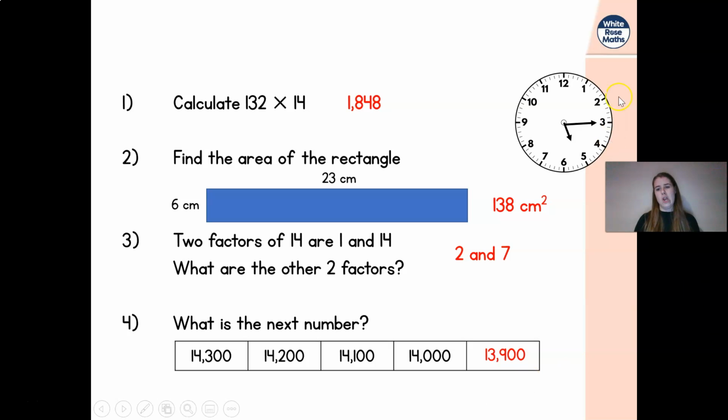The time on the clock, if you've spotted it, is 5:15. So that's either going to be 5:15 or it's going to be 15:15 if you've done it using the 24-hour clock. So well done if you managed to get those all correct. If you've made any mistakes and you're not quite sure where you've gone wrong, pause the video and go back and identify where you've gone wrong and correct your answer.